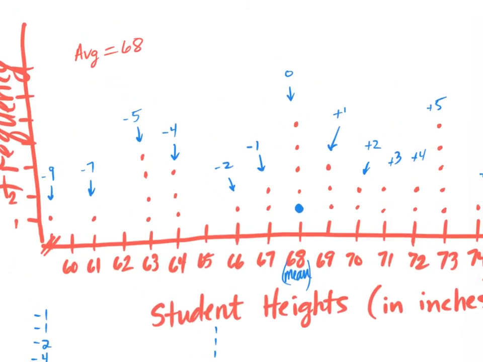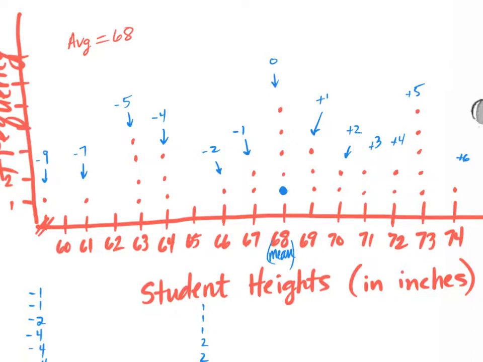And tell me, by looking at this picture, is the average distance from the mean 0? No. What would this picture look like if the average distance from the mean was 0?